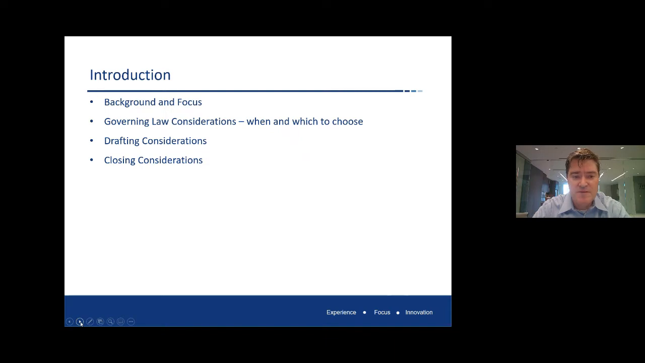The topics that we'll be covering are first the background and more on the focus. Governing law considerations, when does this apply and which law should you choose if the opportunity appears? Drafting considerations when dealing with either English or New York law. And finally, closing considerations. Next slide.